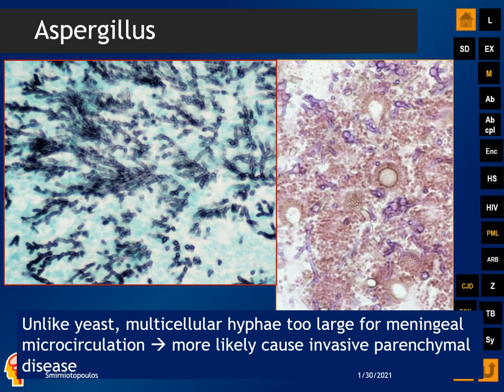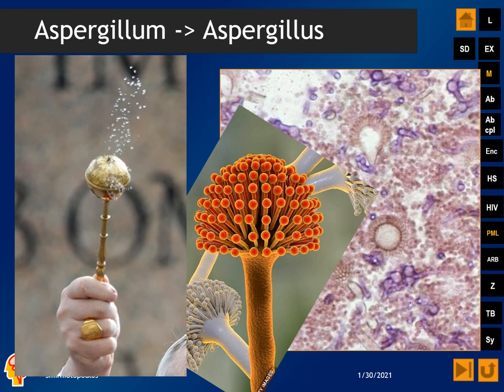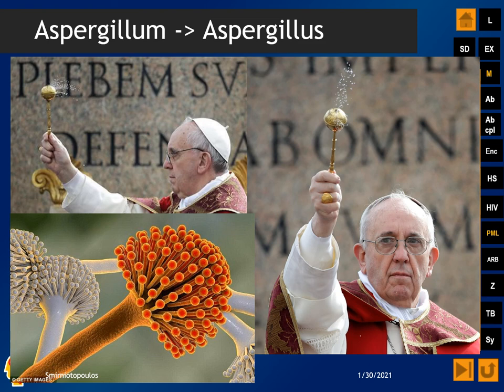So why do we call it Aspergillus? Well, the fruiting head of the fungus actually looks like an aspergillum. The aspergillum, if you remember, is what the Pope uses to spray the holy water. So this is what it looks like on a scanning electron microscopy, and this is what it looks like when Pope Francis is using it to bless the crowd. So whenever you think about the Pope and you see him blessing people, think about the shape of the fruiting head that we have in Aspergillus.